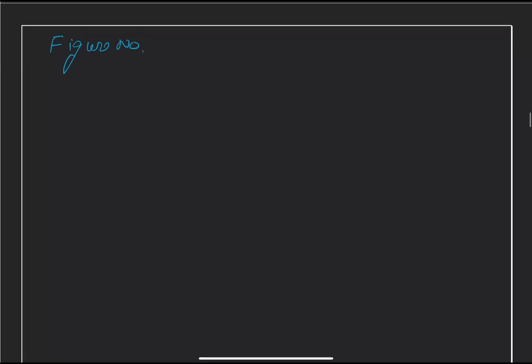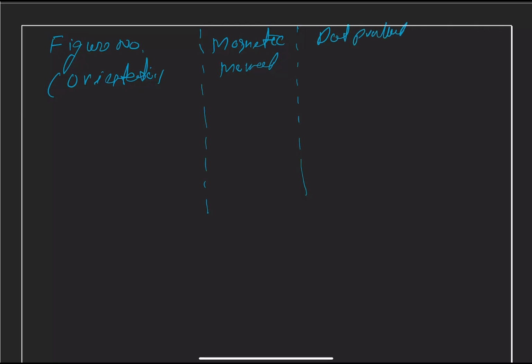So we can just draw a table for that. We have the figure number, which we can also call orientation, and then the magnetic moment, and the dot product, that is our M dot B, and finally the equilibrium type.